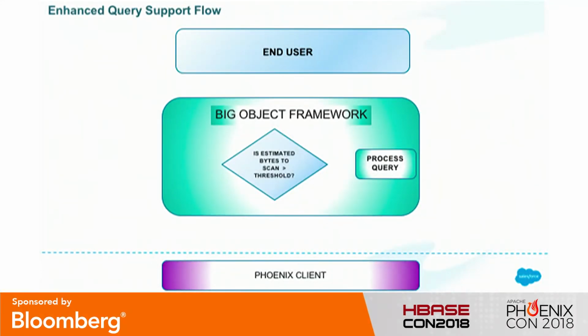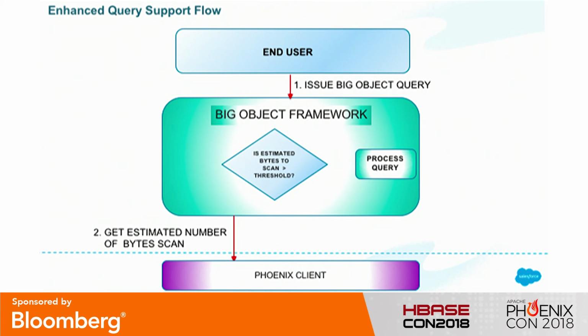So this particular slide essentially shows how the query flow would be from the context of the application layer. Here we have an end user. The end user issues a query on the big object. The big object framework will try to get the estimated number of bytes to scan for the query issued by asking the Phoenix client. The Phoenix client returns the estimated number of bytes to scan. And then the framework will compare the estimated number of bytes to scan with the predetermined threshold that we have set, which in this case is the max bytes allowed that I showed in the previous slide.